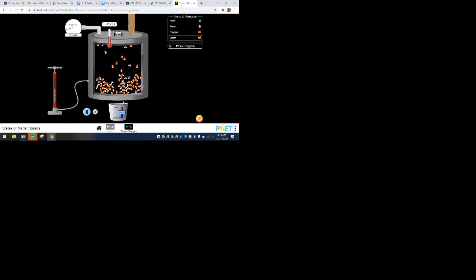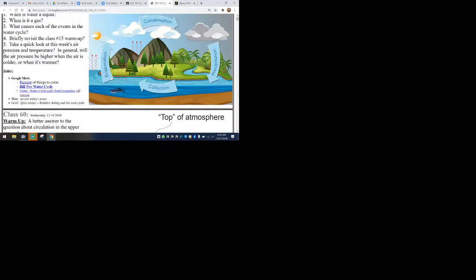Cool it down. If I cool it down, then that slows the molecules down. They don't bounce around so far or so fast, and they come back together. So this is water looking more like a liquid. And if I keep on cooling water down, then it solidifies. So the evaporation is caused by heating. Condensation is caused by cooling.